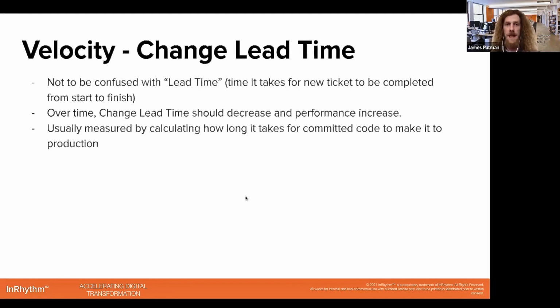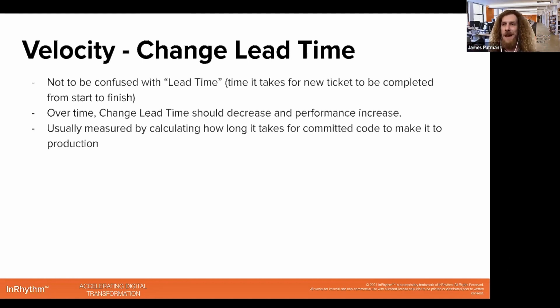Next one for velocity is change lead time. So not to be confused with lead time. Lead time would kind of be like, in your project tracking program, say Jira or something, when that ticket is open to when that ticket is closed. So this is different than that.